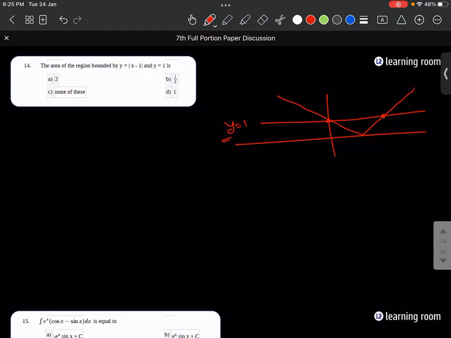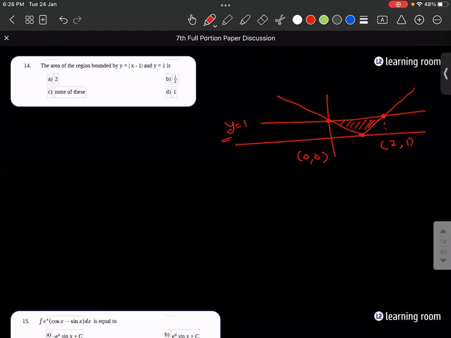So this point will be 0, 0. What will this point be? This will be when you put 1 here. This would be 2, 1. Tell me how to split. They're asking about that triangle, right, sir? Yeah, this triangle.